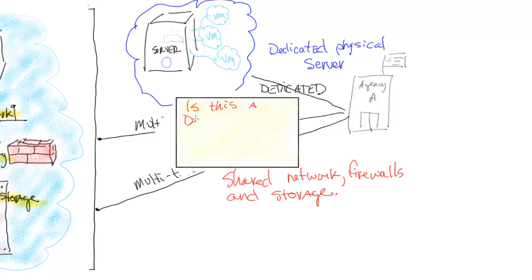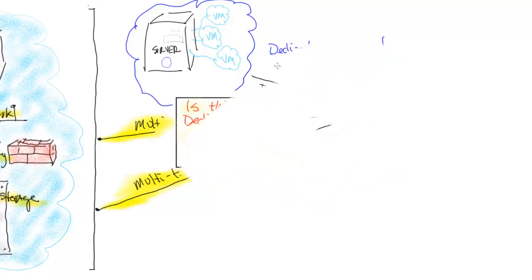This is not a dedicated cloud. What it is, it has some attributes of a dedicated cloud, but it is truly a multi-tenant environment. So let's go ahead and draw the next example that we have here. So we have agency A, servers, dedicated. Let's erase all that and start over again.